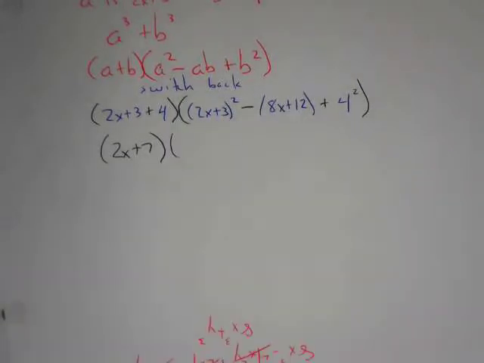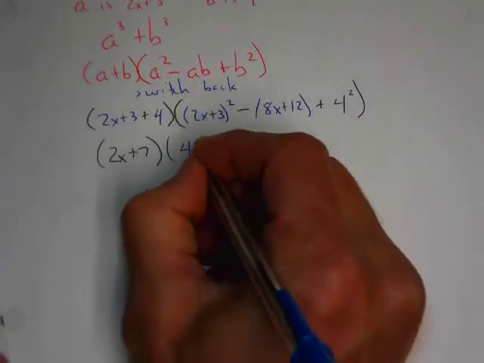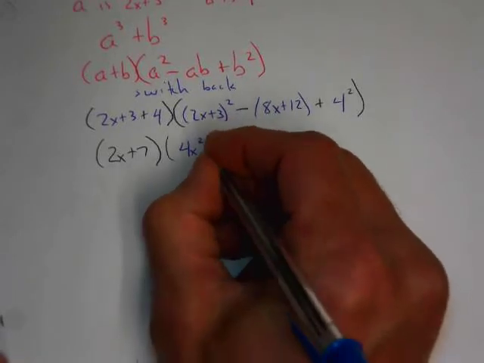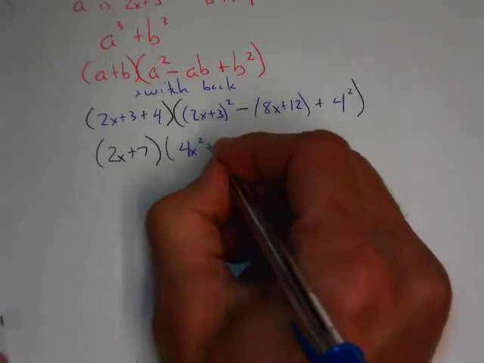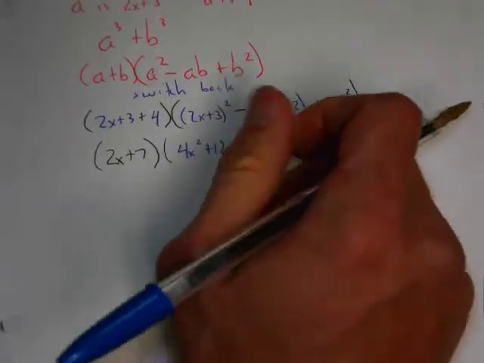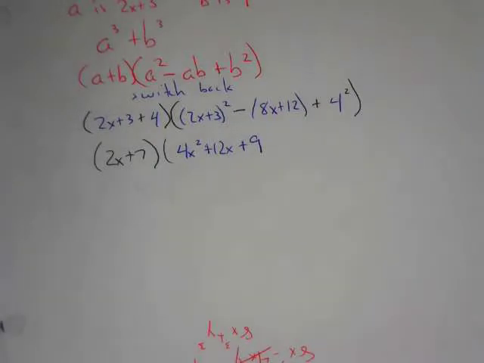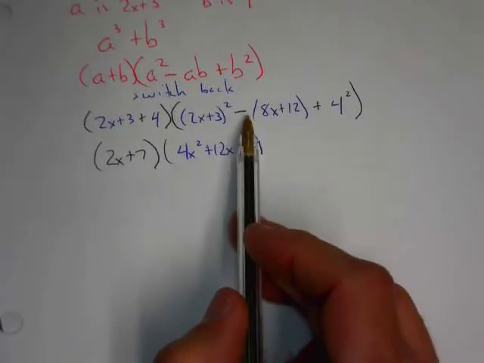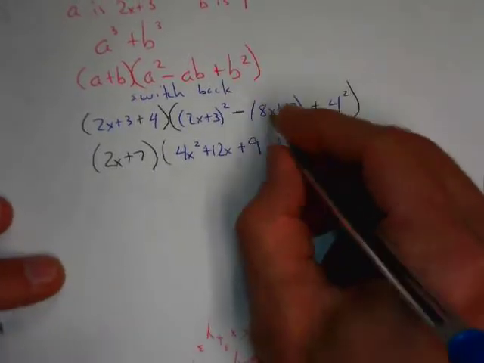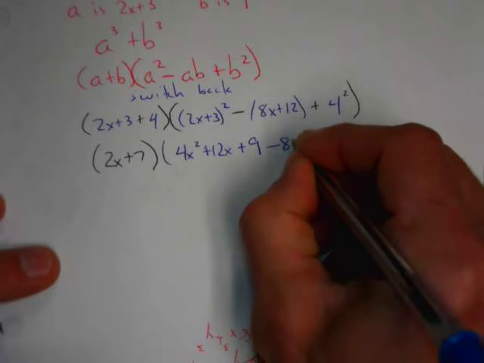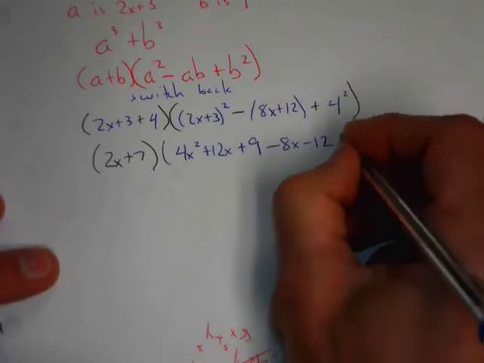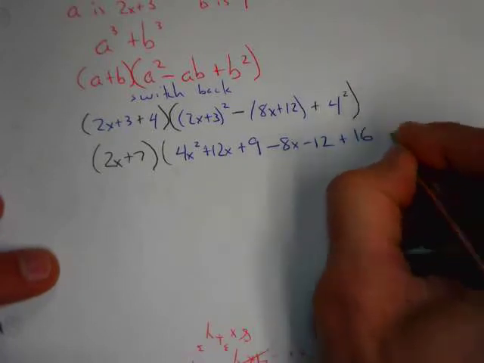All right, so that's 2x plus 3 squared, which is 4x squared plus 2 times a times b, or 12x, because it's 6x, double that, plus 12x, and then 3 squared is 9. And so we have our special product, right? Now here we have to be careful with signs because we are subtracting this mess. So we are subtracting this mess, minus 8x, and then minus 12, and then plus 4 squared is 16.